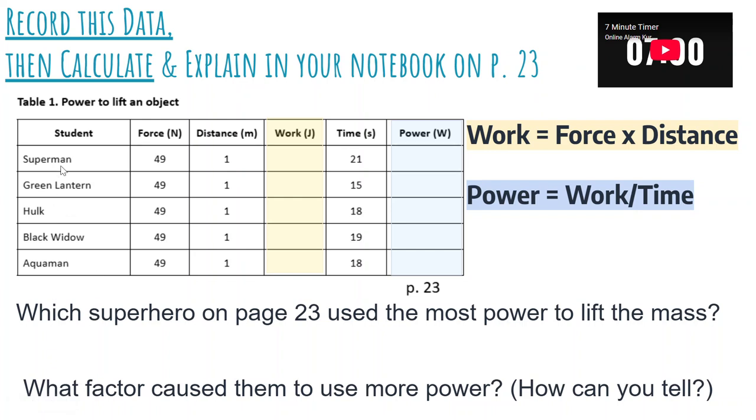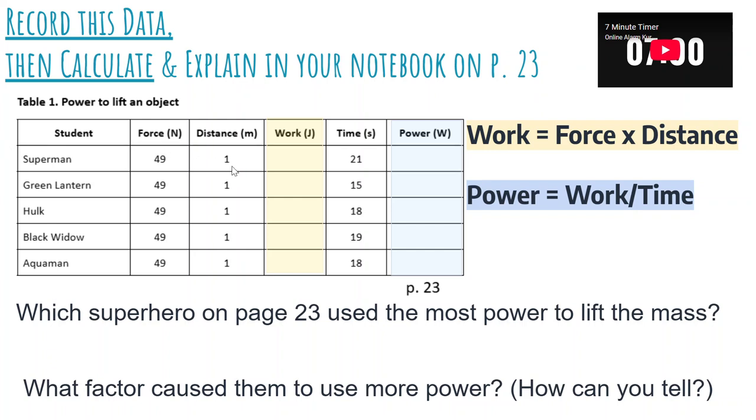So Superman used 49 newtons of force because that is the force that is applied to a 500 gram mass that's just hanging. When we hang that mass from a spring scale, remember, force is mass times acceleration. The mass was 500 grams, and we have a universal acceptance that acceleration due to gravity is 9.8 meters per second squared. So it's the same force for every single superhero. The same force is being applied to that mass.